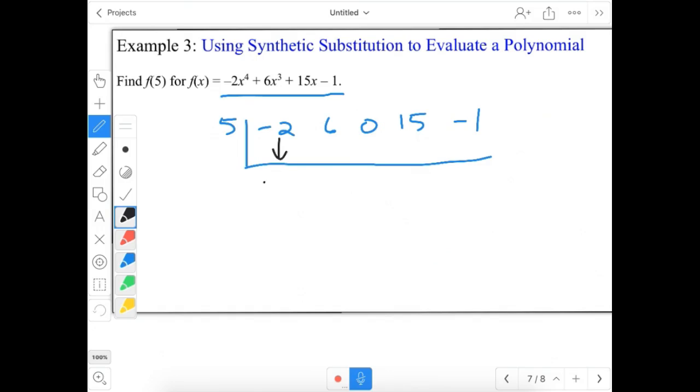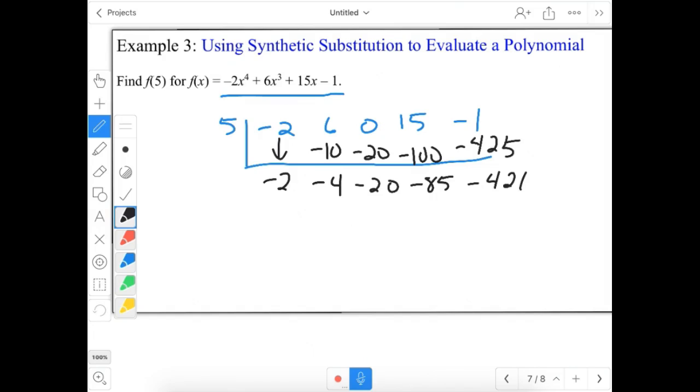Drop this down, negative 2 times 5, negative 10. Add those together, negative 4 times 5, negative 20. Add those together, negative 20 times 5, negative 100. Add those together, negative 85 times 5 is negative 425, I believe. And then add those together, we get negative 426.